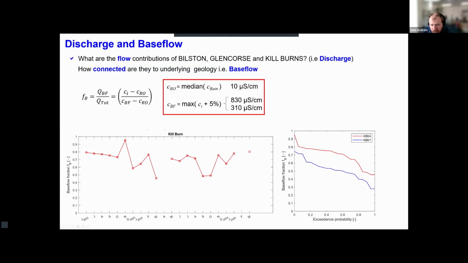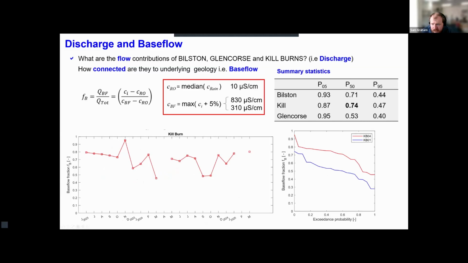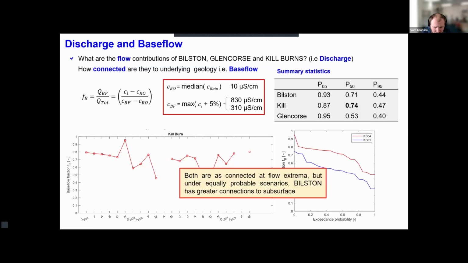most of the time. So, we've got some summary statistics here, but effectively you're saying even though at their flow extrema they're relatively similar, the median flow shows that there is variability, with the Kilburn arguably being the most connected to its subsurface aquifers.